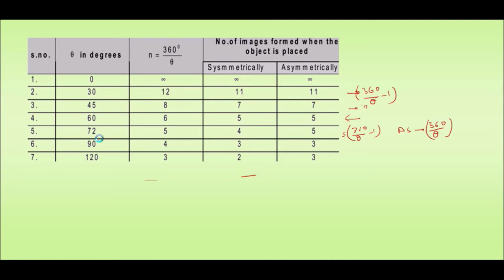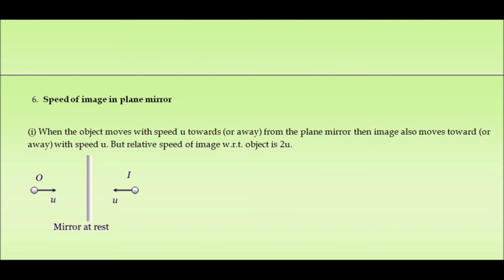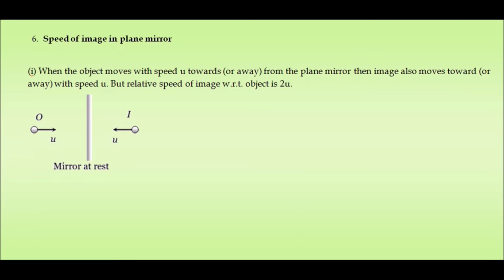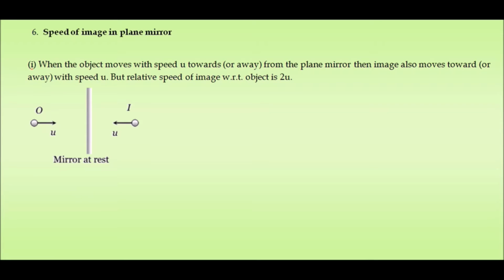So similarly, for theta equal to 90 degrees, we get the number of images formed as 3, and so on. Now we will learn the next concept, speed of image in a plane mirror, and it is also an important concept. We have observed that whenever we move in front of a plane mirror, our image also moves. So basically we will learn about this concept in this section.